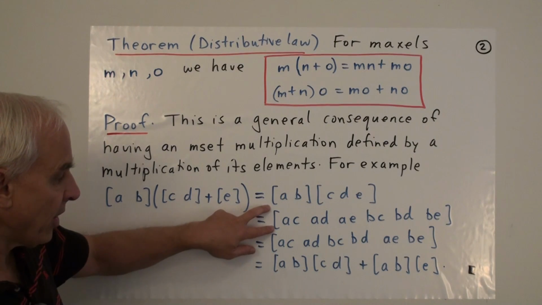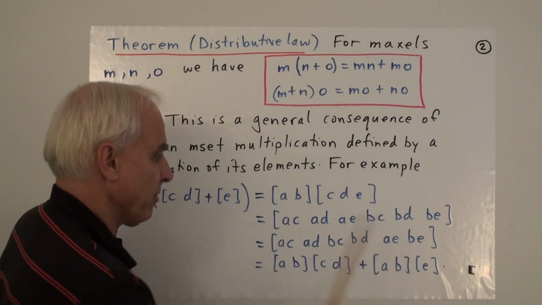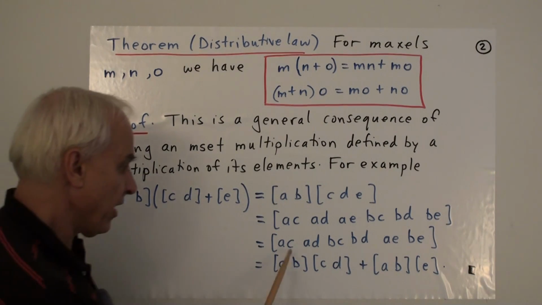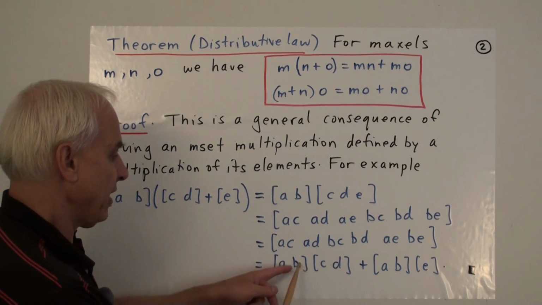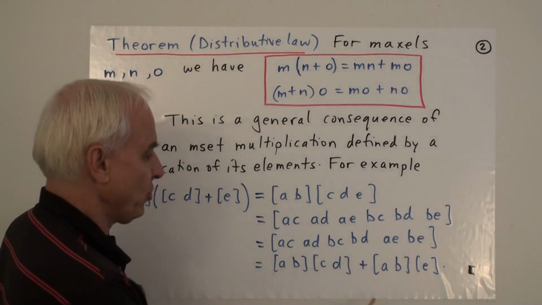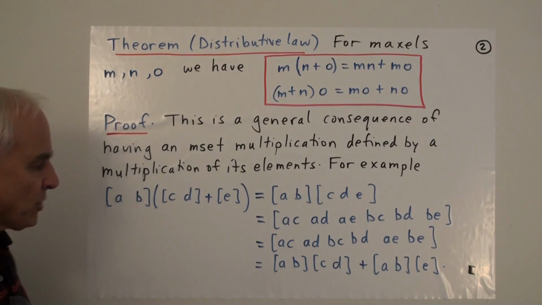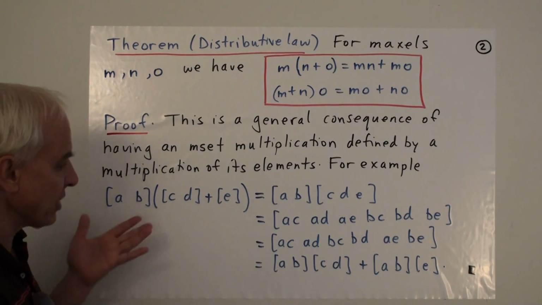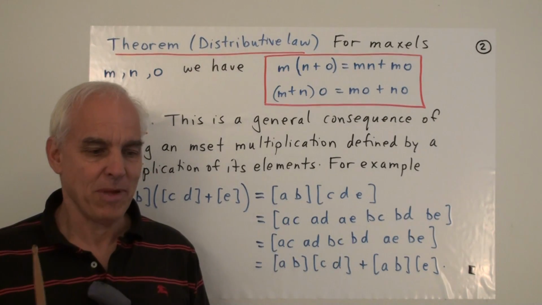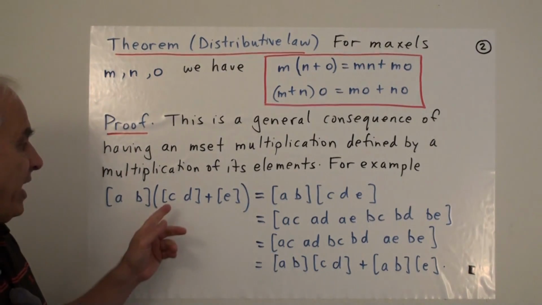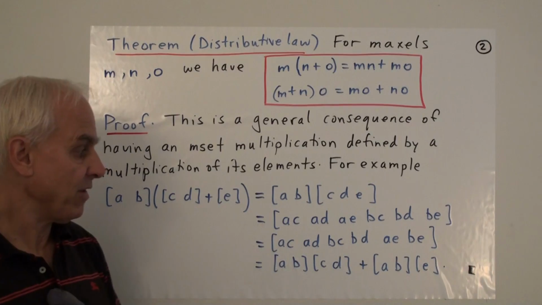And now if we look at this, well, we can rearrange it a little bit. AC, AD, BC, BD, and then moving the AE over here, BE. And that way we can separate this into, the first four is AB times CD, because that's AC, AD, BC, and BD there. And then the last two is the same as AB times E, because there's an AE and a BE. So this illustrates that it's a very general consequence of the fact that we're working with multisets here. So the vector space structure of the multisets is kind of given to us automatically, and if we have a multiplication of the objects in the multisets, then we automatically have a distributive law in this nature.